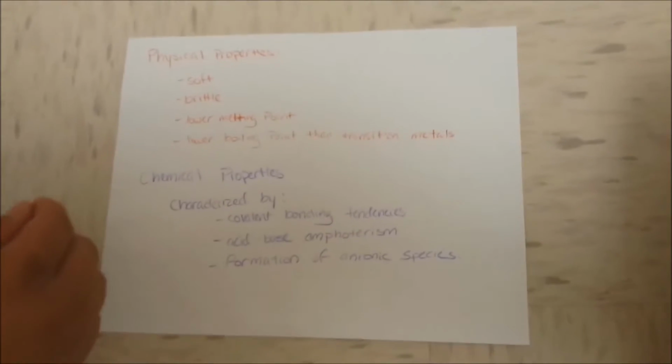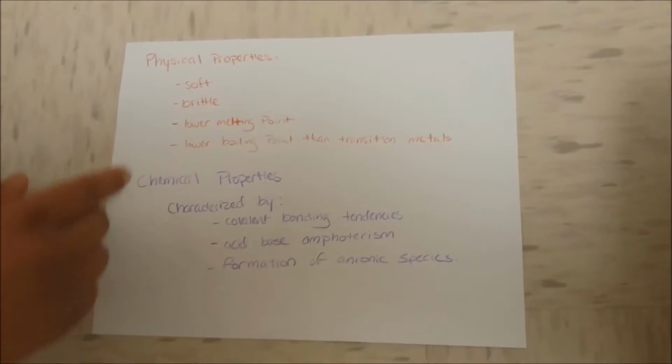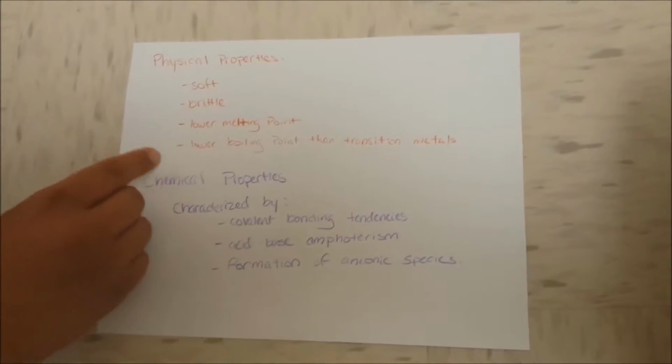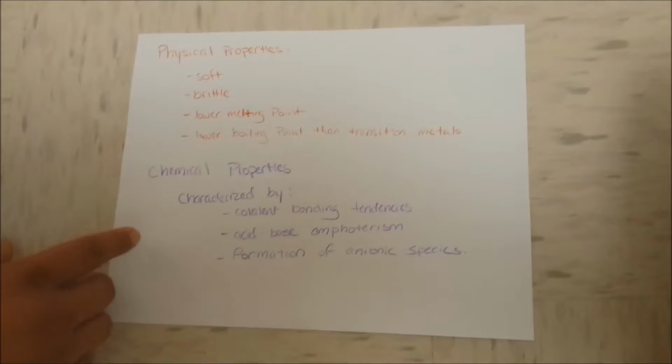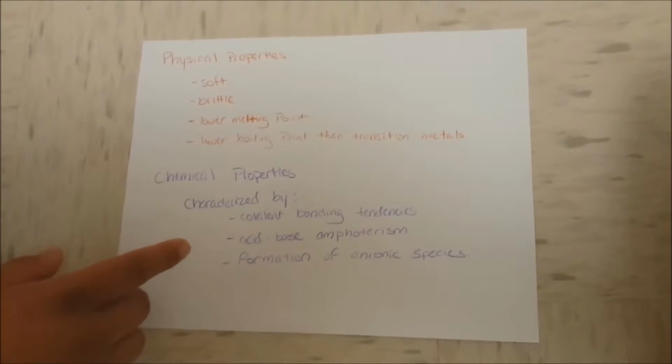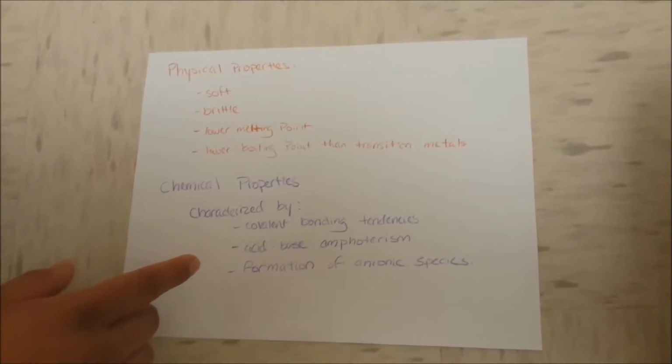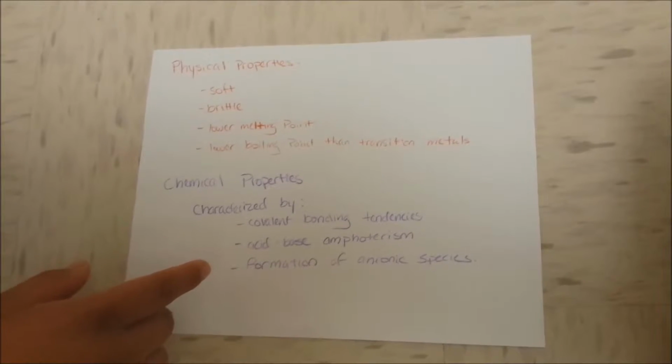Physical properties: they can be soft or brittle, with lower melting point and lower boiling point than transition metals. Chemical properties characterized by covalent bonding tendencies, acid-base amphoterism, formation of ionic species.